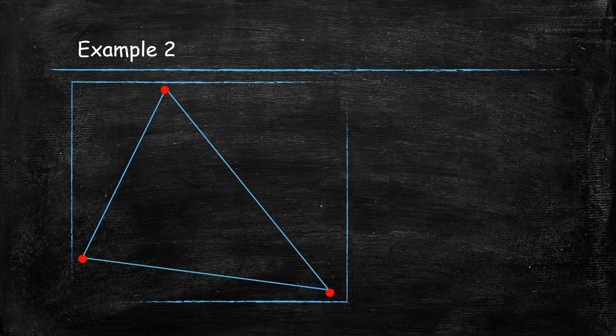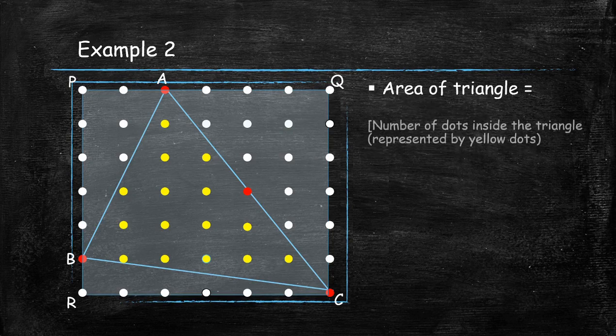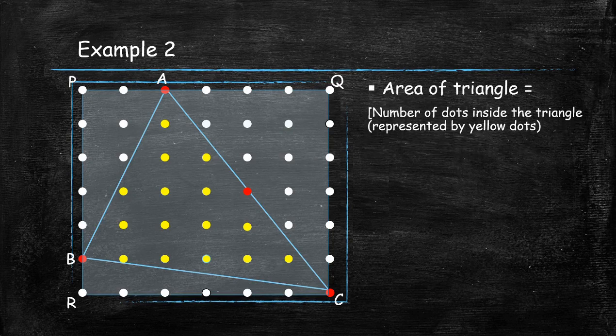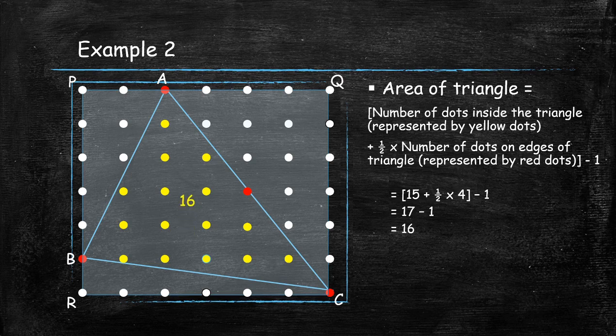So let's see another example. Again we draw a triangle ABC. Then the area of the triangle is the number of dots inside the triangle represented by yellow dots plus half of the number of dots on the edge of the triangle represented by red dots, subtracted by 1. Now 15 plus half of 4 minus 1, 17 minus 1, 16. So the area of triangle ABC is 16.